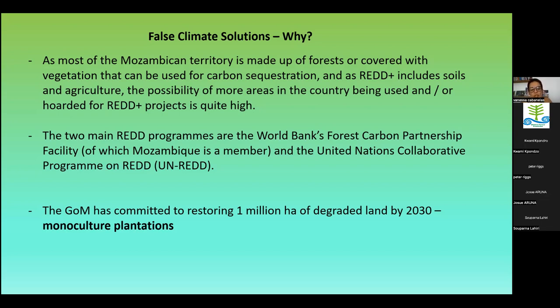Another interesting issue is that the government of Mozambique has committed to restoring 1 million hectares of degraded land by 2030. But at the same time, in the national reforestation strategy, the government also has a commitment to establish 1 million hectares of monoculture plantations. So there will be no restoration per se, but rather the implementation of, at least the intention is to establish, monoculture plantations.